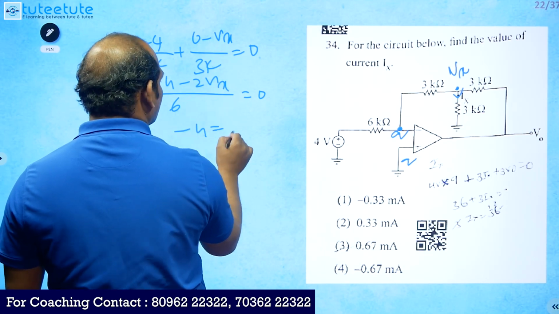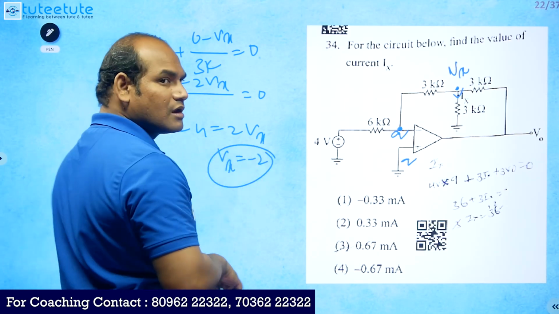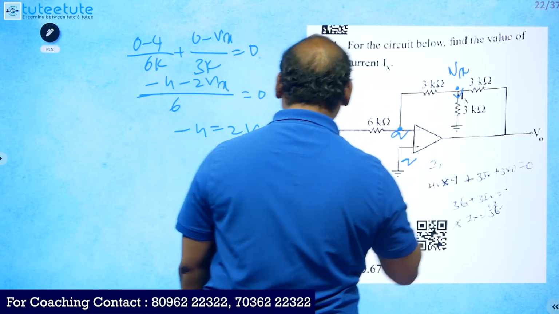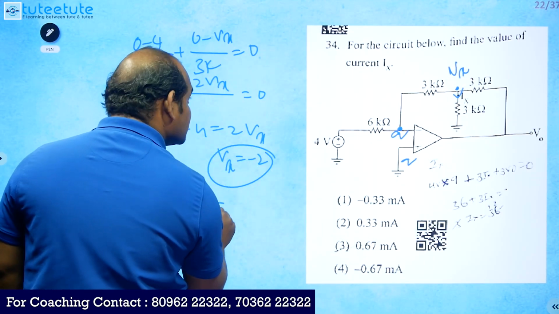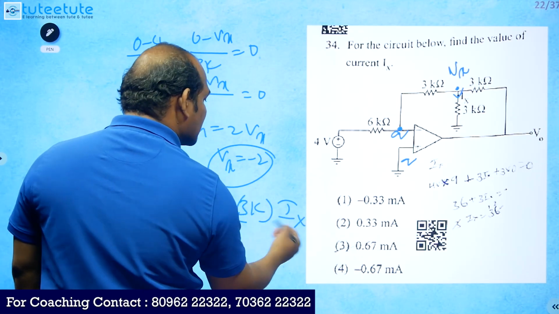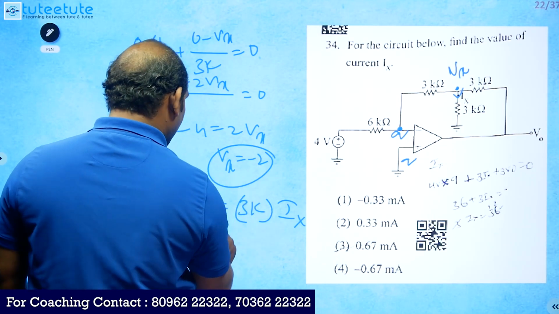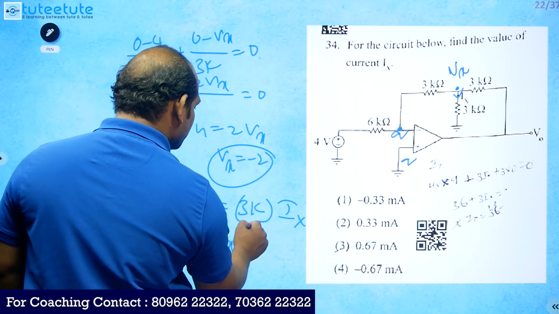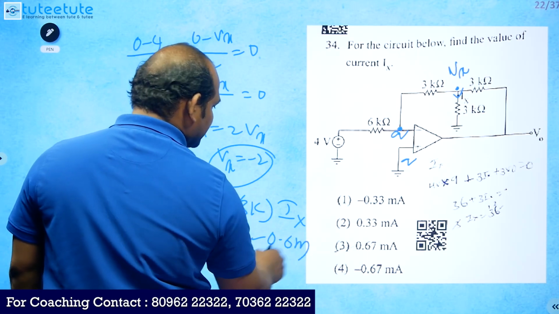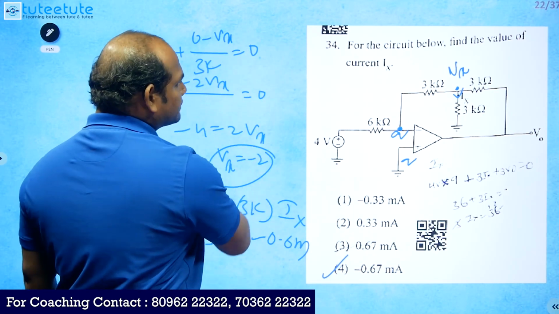Now minus 4 is equal to 2Vx, and Vx is equal to minus 2. Okay, and Vx is equal to minus 2 we got, and Vx is equal to 3K times Ix. So minus 2 is equal to 3K times Ix. So what we need here, minus 2 and that is 3K. So Ix is equal to minus 2 by 3K, that is minus 0.6 milli. So we'll get option 4. Option 4 is the correct option here.